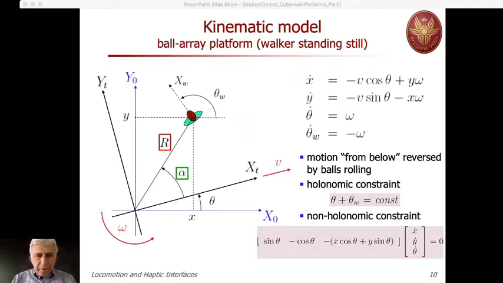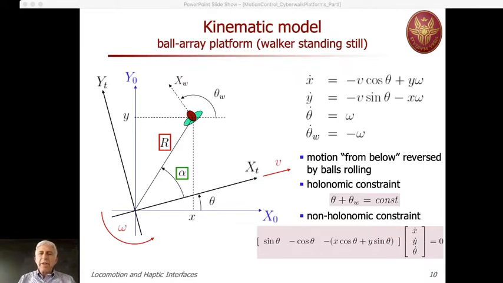The last frame that we may need is a frame which is attached with the human. The human in this case, as I said, is not moving, so it's standing still, and its main axis along the sagittal direction is characterized by an x-axis with a w as subscript. So when the turntable is initially turned on, the xt axis will align with the x0 axis.